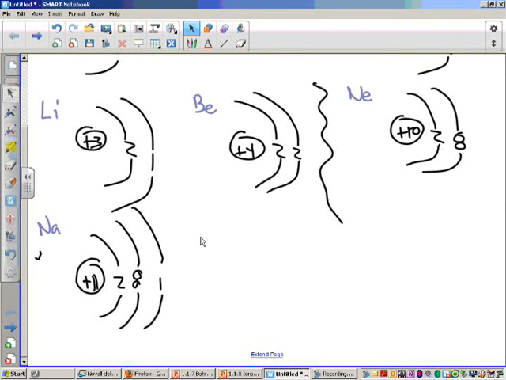What happens to the number of energy levels as you go down a group? So if we move down a group, let's say we choose group 1 and you look at all your pictures and we move down a group, what happens to the number of energy levels? Yep. It increases by 1.